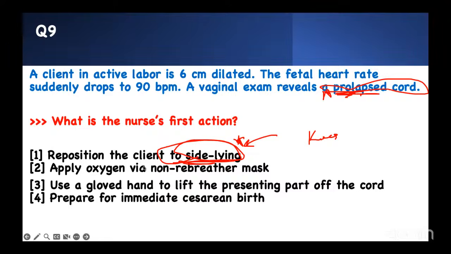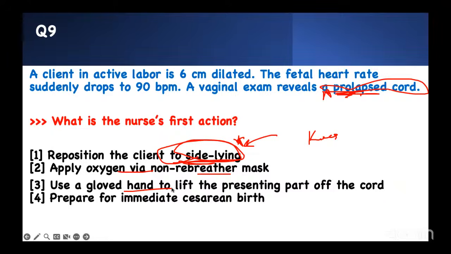Okay. Apply oxygen via a non-rebreather. Yeah, it's going to be fine. But use a gloved hand to lift the presenting part so that you take pressure off it. Then you put the mommy in the knee-to-chest position, place the oxygen on the mother, some fluid, and then call the provider. It's an emergency.